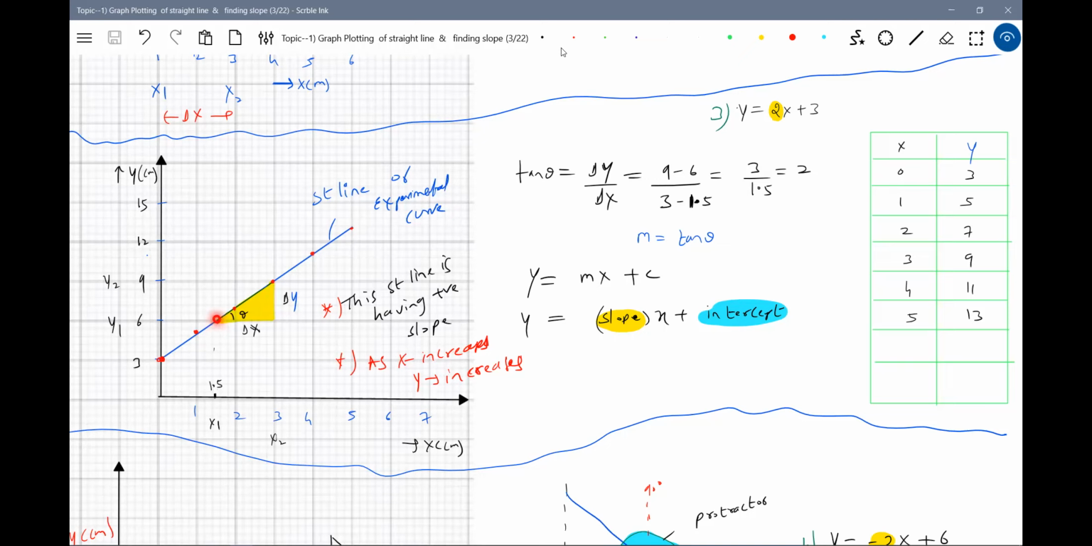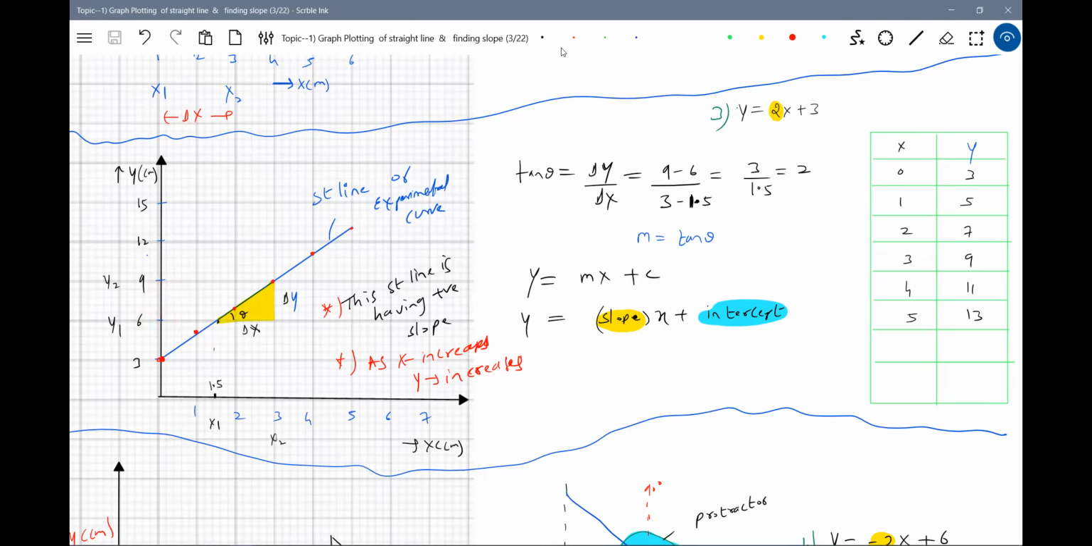These are the 2 points I picked up. Corresponding to this is x1, and corresponding to this is x2. So what is x2? x2 is 3 and x1 is 1.5. Then corresponding to this point, what is the value of y? 9, and this is 6.